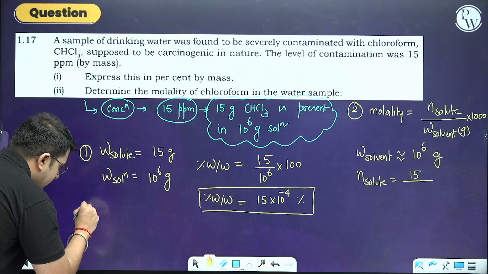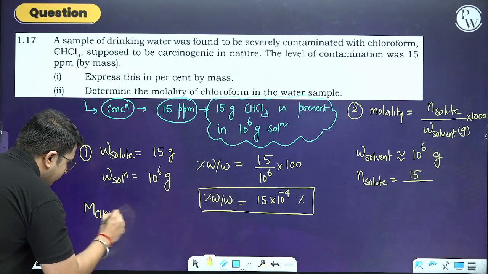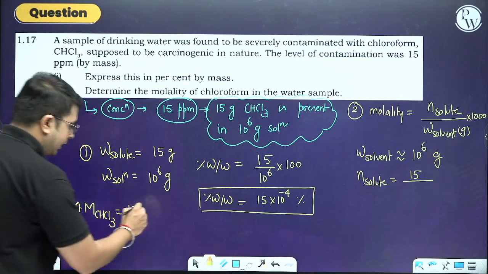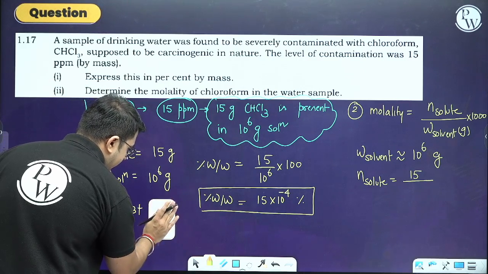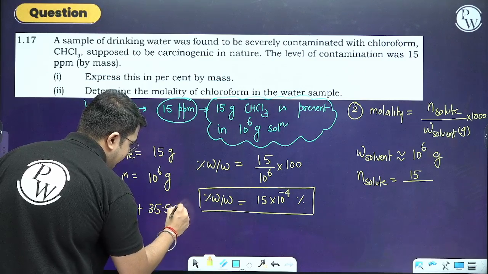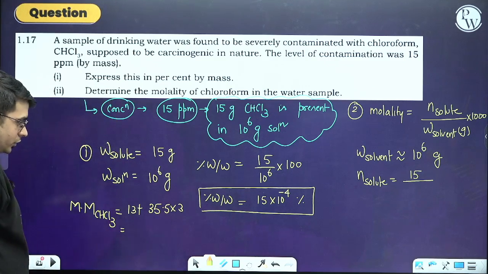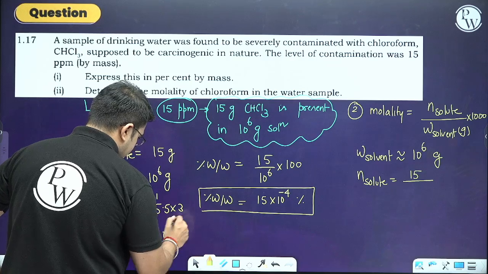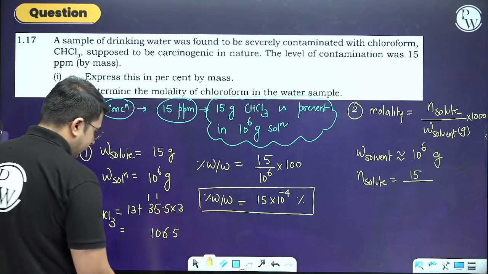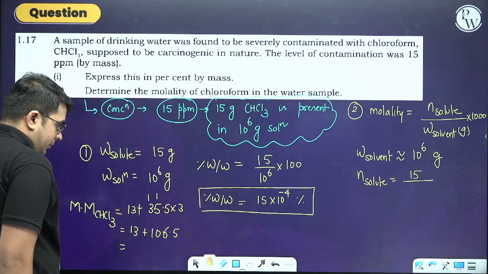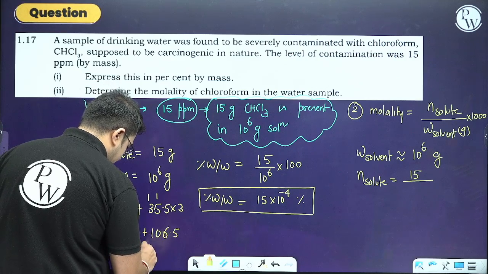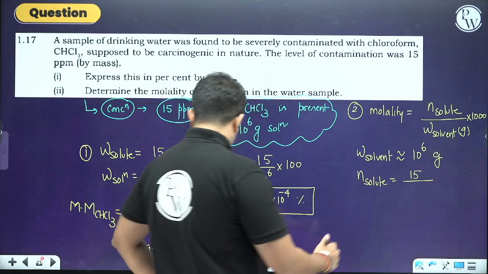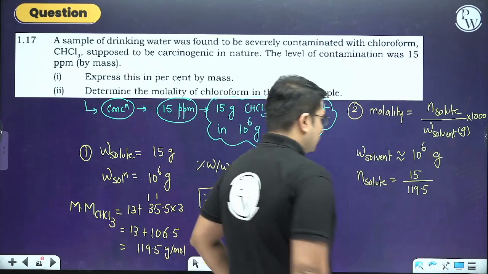Now in this case, molar mass of CHCl3 will be equal to, we have one carbon, one hydrogen, which is 13, plus we have 35.5 multiplied by 3. So I can say that value will be 106.5 plus 13. So that will be 119.5 gram per mole. Okay. So we know the value, which is 119.5. So number of moles are done.